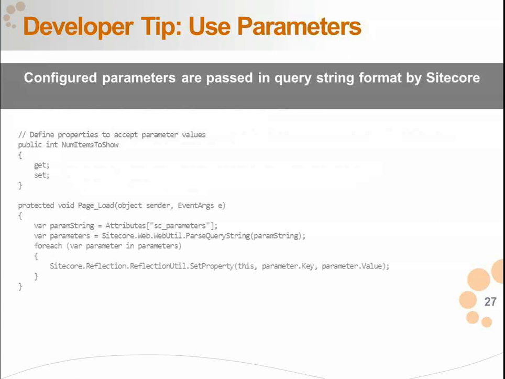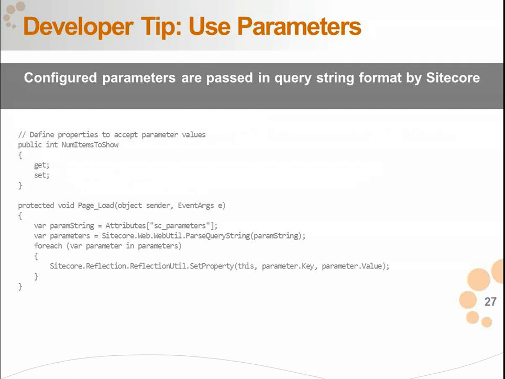The next tip is to use parameters. Configured parameters are passed as a query string by Sitecore to your component. An easy way to utilize this: if we skip down to the page load method, they're passed in the SC parameters attribute. I can extract those, and they're in query string format. To parse that format, I can use the Sitecore WebUtil ParseQueryString method. That gives me back a dictionary of parameters.